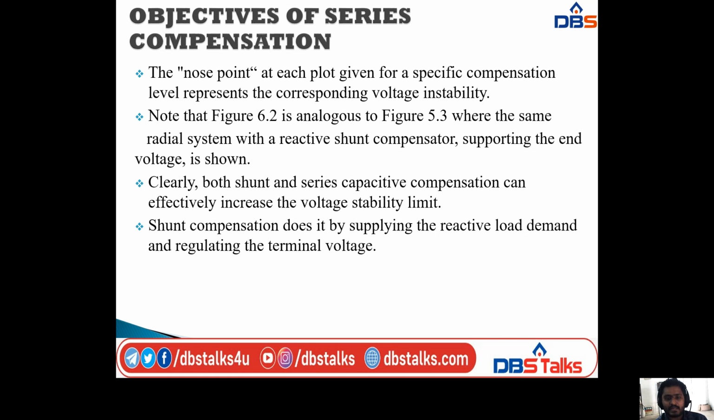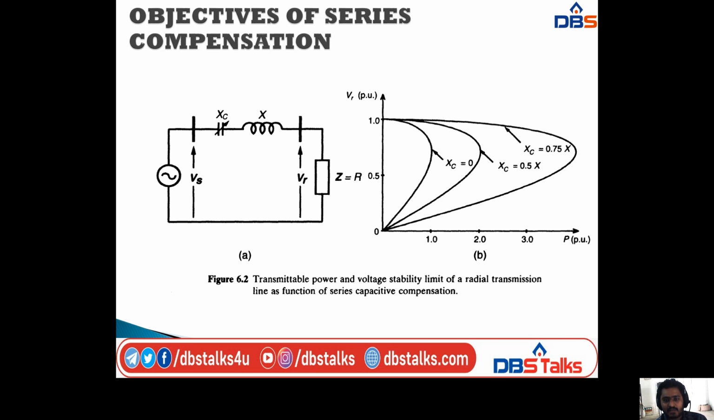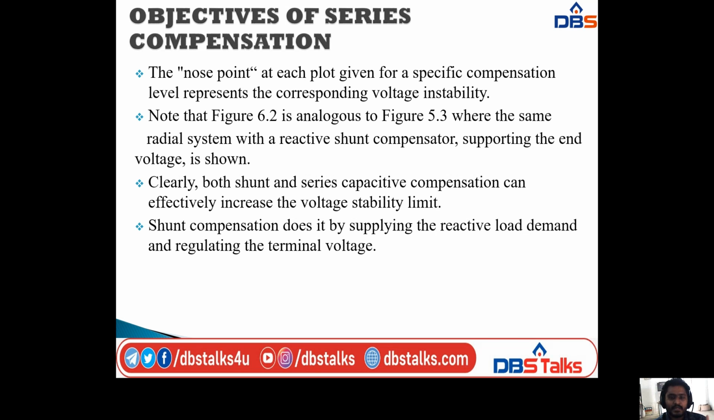Next, the nose point at each plot. If you observe this diagram, these are the nose points. The arrow mark is there. So these three are the nose points of the characteristic diagram. The nose point at each plot is given for a specific compensation level, and that represents the corresponding voltage instability.